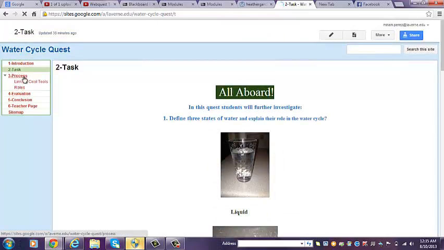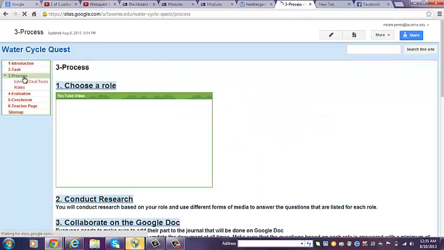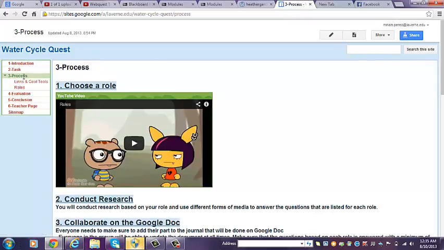Two is find out where the water we drink comes from. For process, I went ahead and listed what the students will be doing step by step, and created 2 sub-pages. Three is why are we running out of drinking water? The second sub-page, number 4, is what can we do to conserve the resources that give us drinking water?